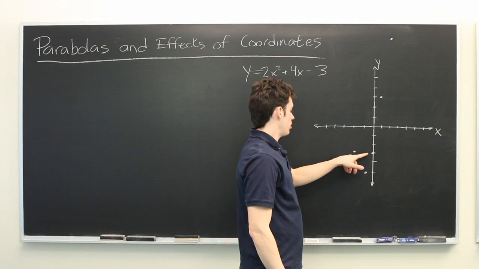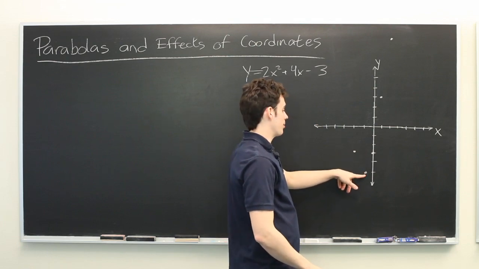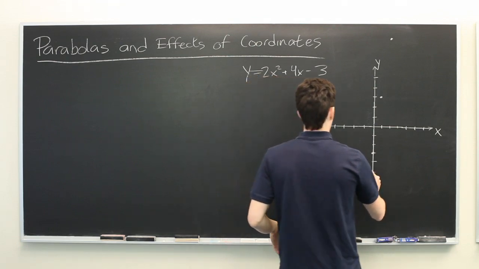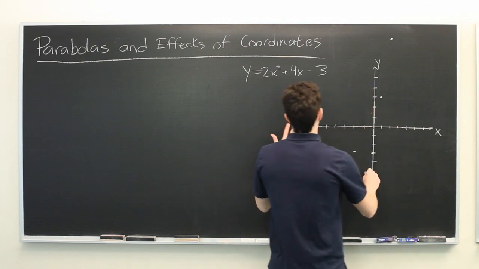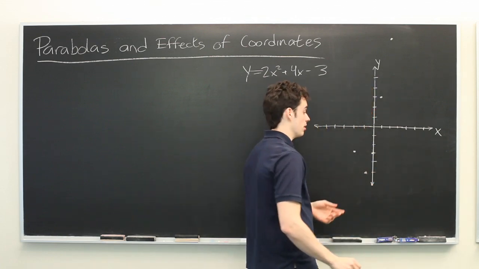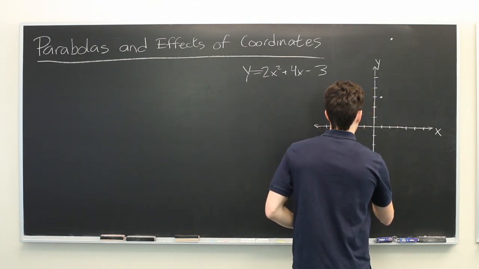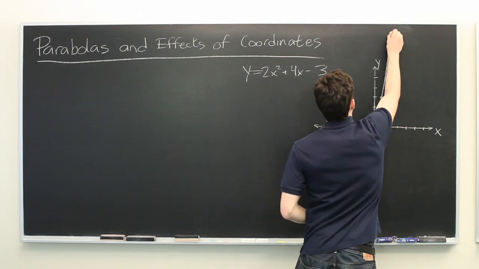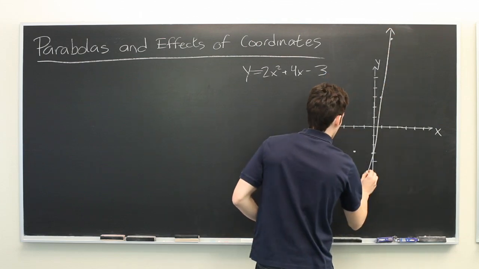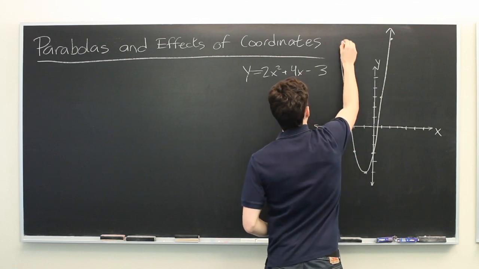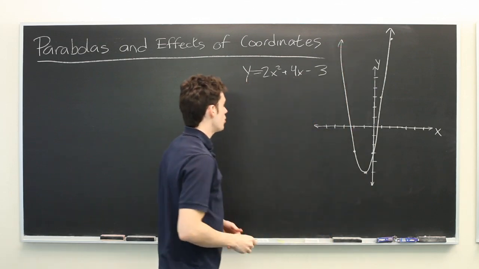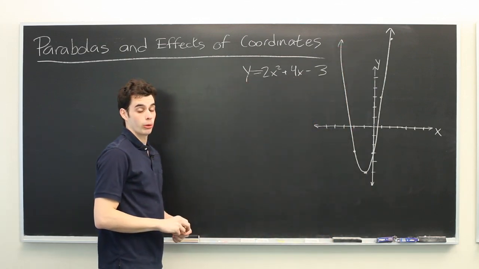So this tells us that this should probably be the vertex of our parabola. And some quick computation can verify that this is indeed the vertex. But for now, let's just go ahead and connect the points that we've drawn with a smooth curve, just to give ourselves an idea of what the parabola will look like.